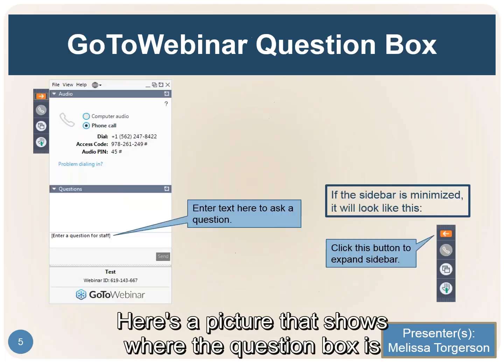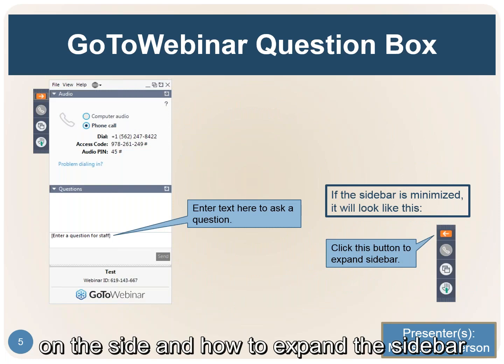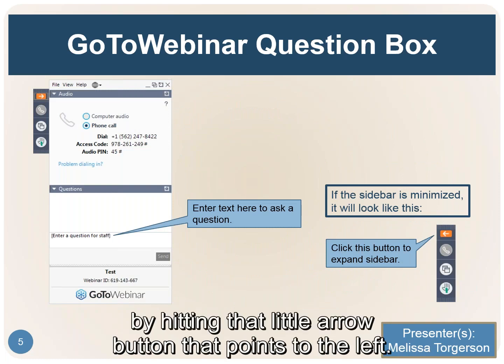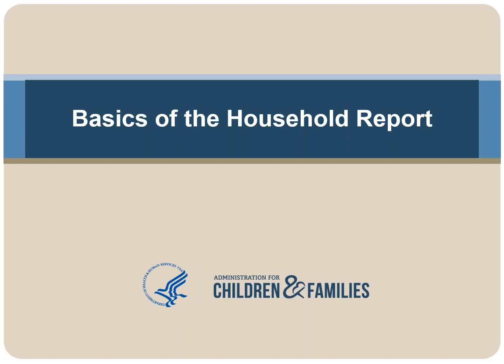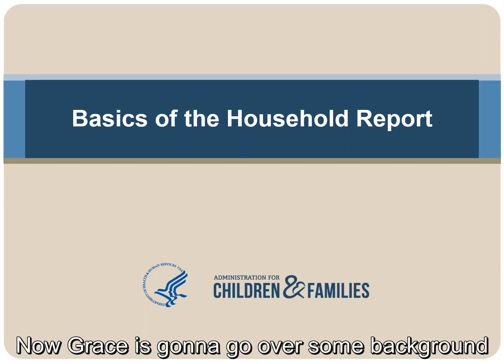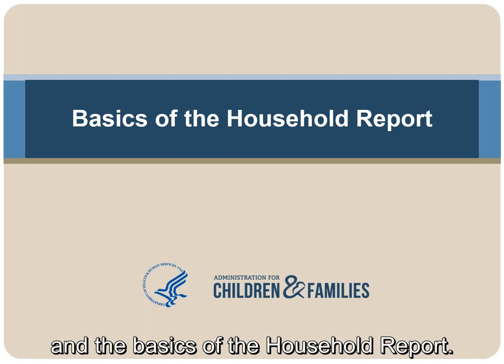Here's a picture that shows where the question box is on the side and how to expand the sidebar by hitting that little arrow button that points to the left. And now Grace is going to go over some background and the basics of the household report.